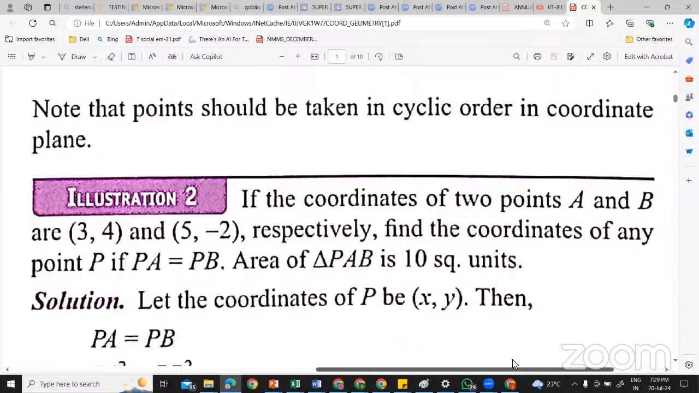Isn't it? So here they already mentioned PA is equal to PB, right? So square on both sides.